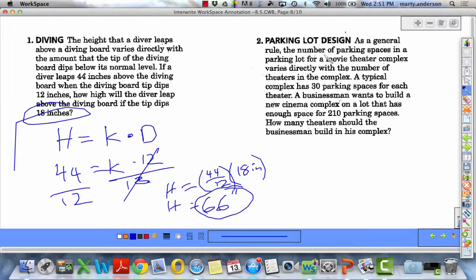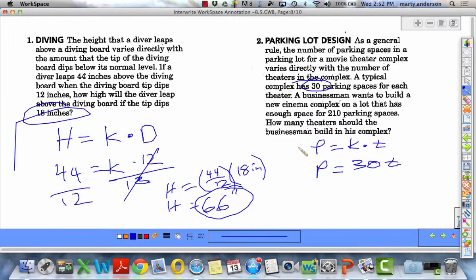Parking lot design tells me that in general, the number of parking spaces in a parking lot for a movie theater complex varies directly with the number of theaters. So I know that my parking spaces vary directly with the number of theaters. It says a typical complex has 30 parking spaces for each theater. That's 30 parking spaces times each theater. This is actually K. We were given K in this case because I need 30 times every theater to equal the parking spaces.